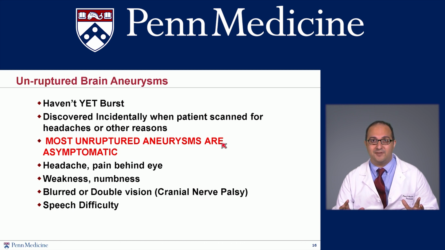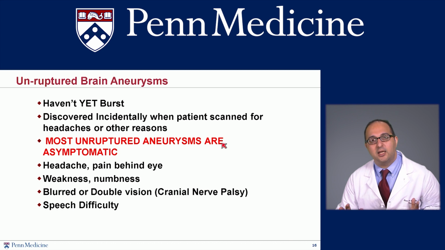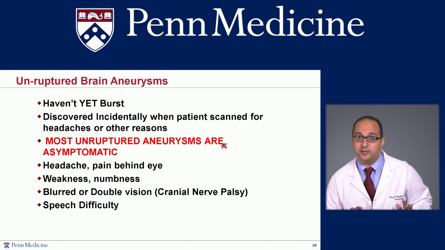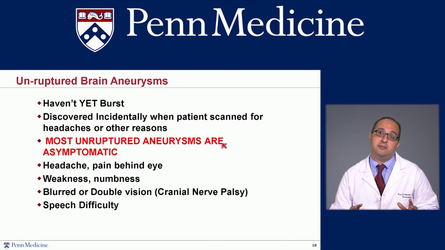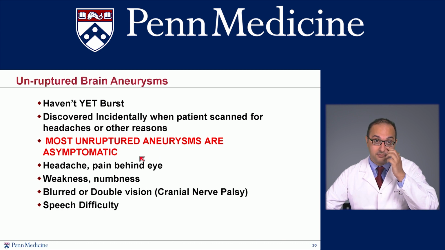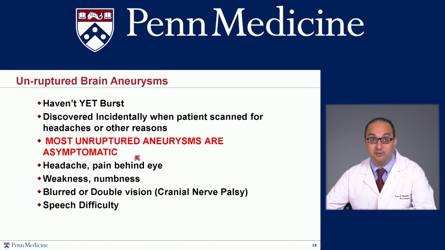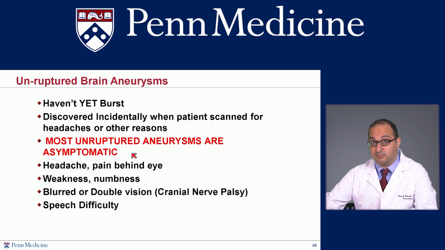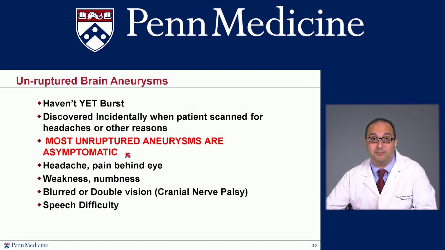And these aneurysms are found when someone has a headache, or they were involved in a motor vehicle accident, or they had a family member who had an aneurysm and they just decided to have themselves checked out, or for some other unrelated reasons. The fact is that most of the unruptured aneurysms are asymptomatic. So most of the people who have brain aneurysms, they really don't have any symptoms from it. And those are those 2% people that we talked about. They're just walking around with brain aneurysms. And they often don't know about it until these aneurysms break and bleed.